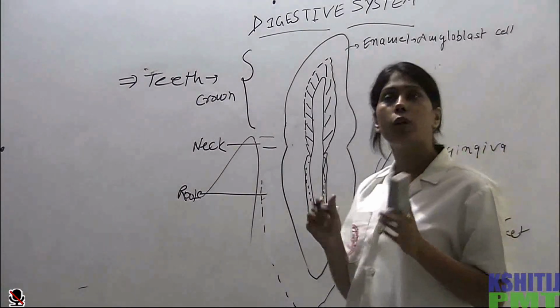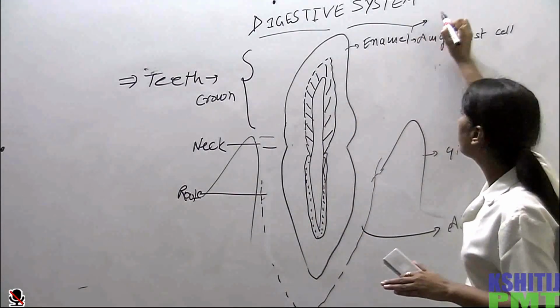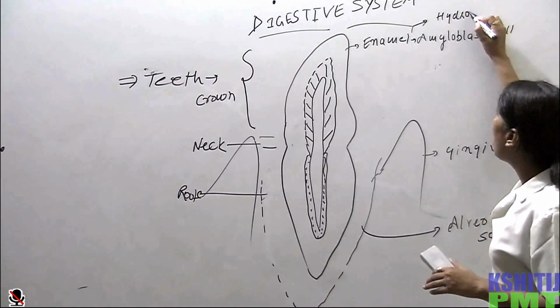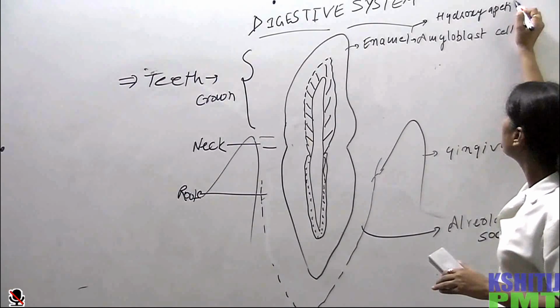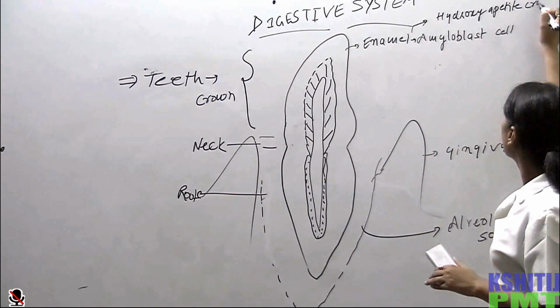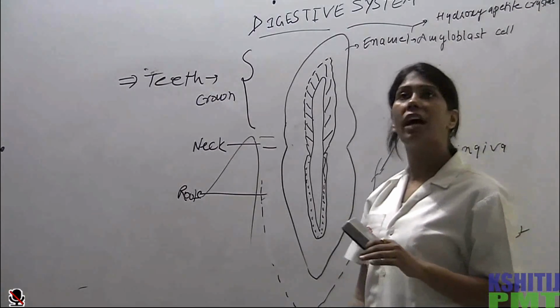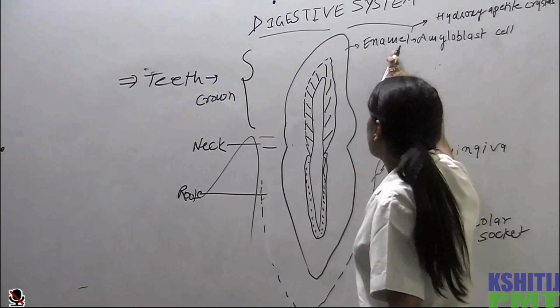Now, what is the composition of enamel? Enamel consists of hydroxyapatite crystals. Fine. Now, this is enamel.